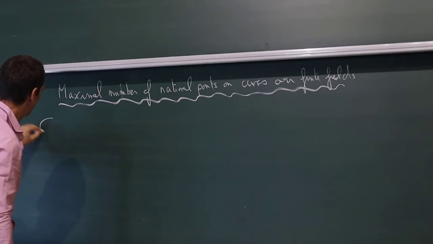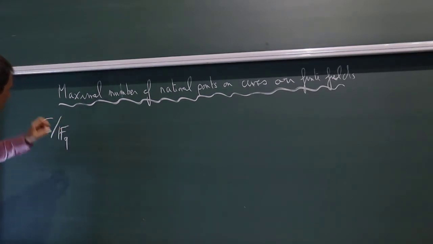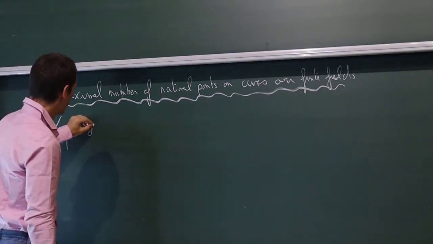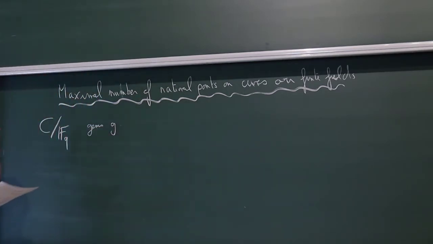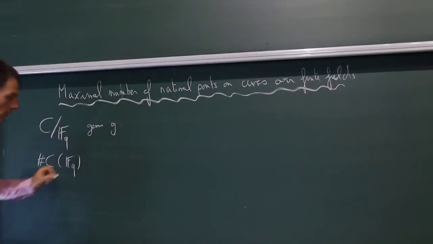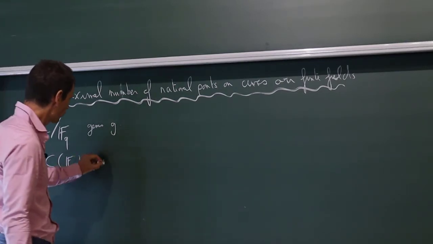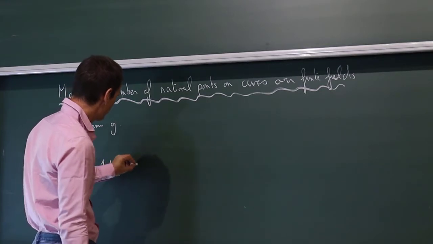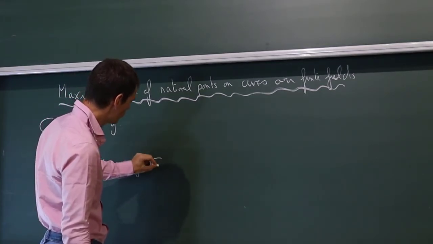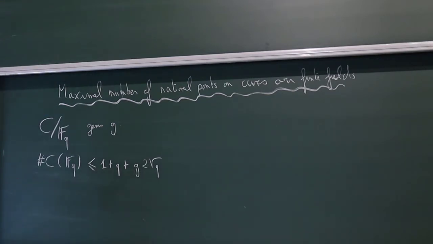So we fix a curve C over the finite field F_q, a smooth, absolutely irreducible, projective curve of genus g. We saw in the previous lectures that you can understand the number of points on the curve thanks to the zeta function, and because of the Riemann hypothesis, this number of points is always less or equal to 1 plus q plus g times 2 square root of q. That's the bound that we found, which is called the Hasse-Weil bound.